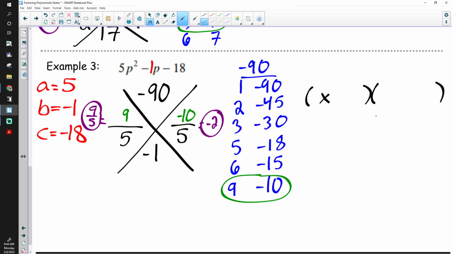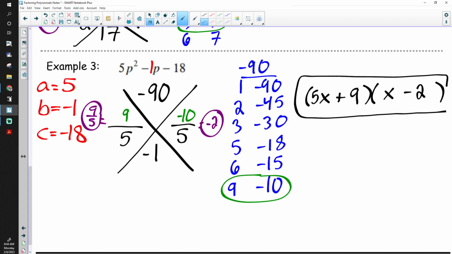Put your x's. The easy one is our minus 2. We just put minus 2. How would I turn 9/5 into a factor? Where's my 5x plus 9? And this polynomial is factored.